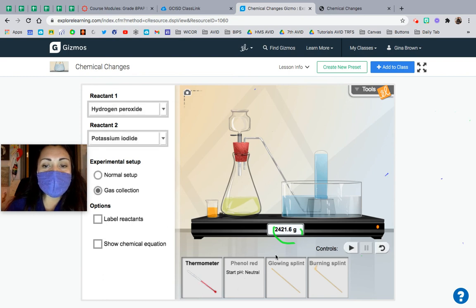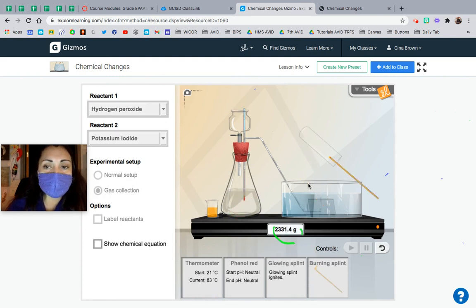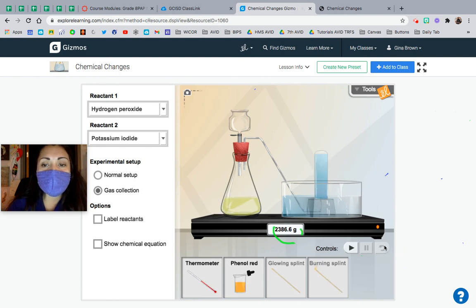And I'm going to try it with the phenol red. Notice how it starts as a neutral pH. I put the potassium iodide and the hydrogen peroxide together. Test it again, and it's still the same neutral pH. I want to pop the thermometer in so I can get a temperature. I'm going to put the glowing splint in, which is a splint that's not yet lit, and it ignites, it burns, there's some ash. Glowing splint ignites.